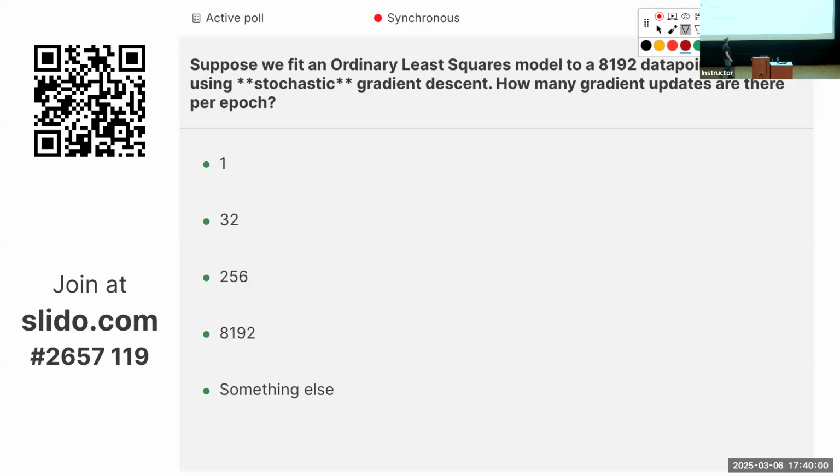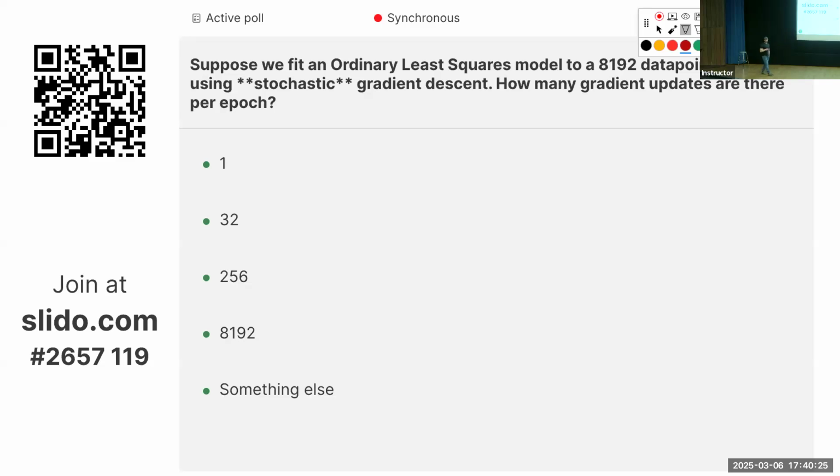A little bit different here. What is stochastic gradient descent related to mini-batch gradient descent? So one epoch is one pass through all of the data points.